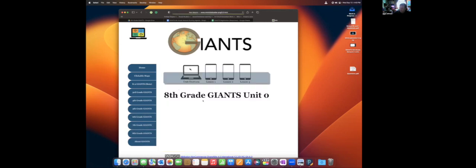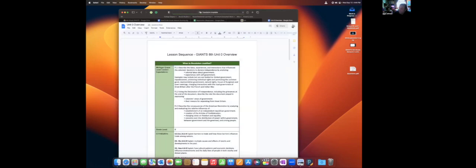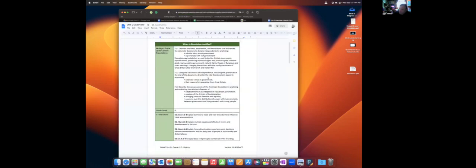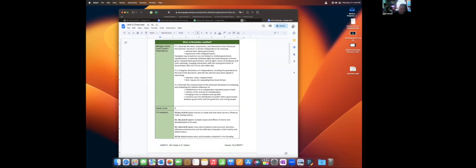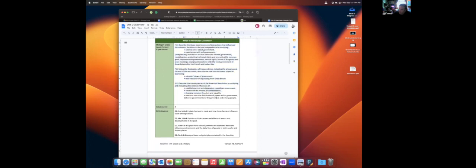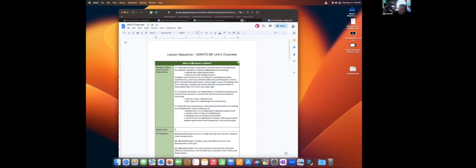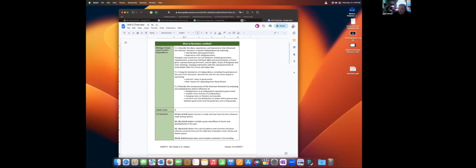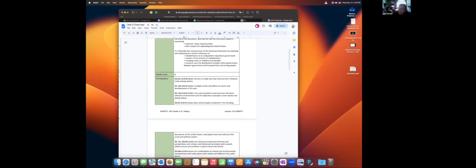So here's the landing page for unit 0. We have a unit overview. We've got 3 lesson overviews. The unit overview is your 10,000 foot view. So when your administrator says, hey, what standards are you teaching with these units? The unit overview is a great place to go because you can see the compelling question that the unit is centered around, which in this case is, when is revolution justified? You can see the content expectations that we are addressing throughout the course of this unit.